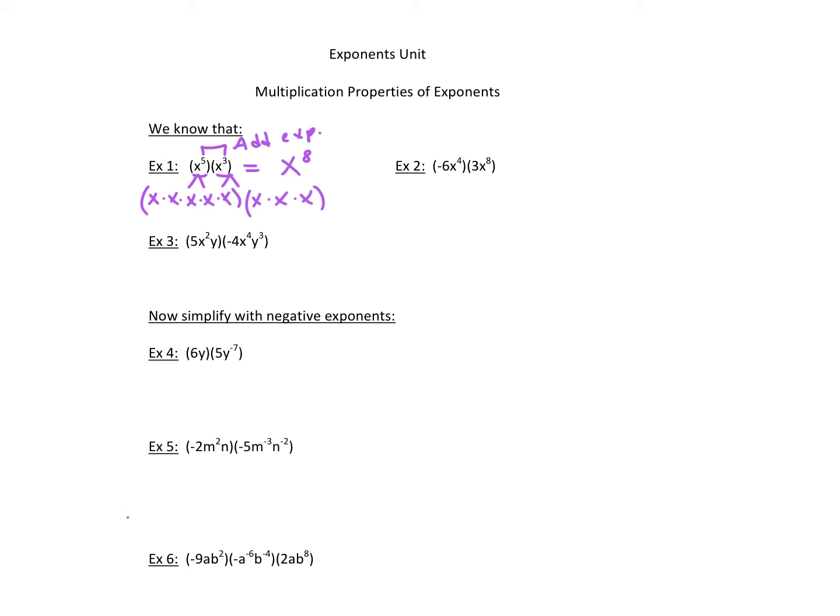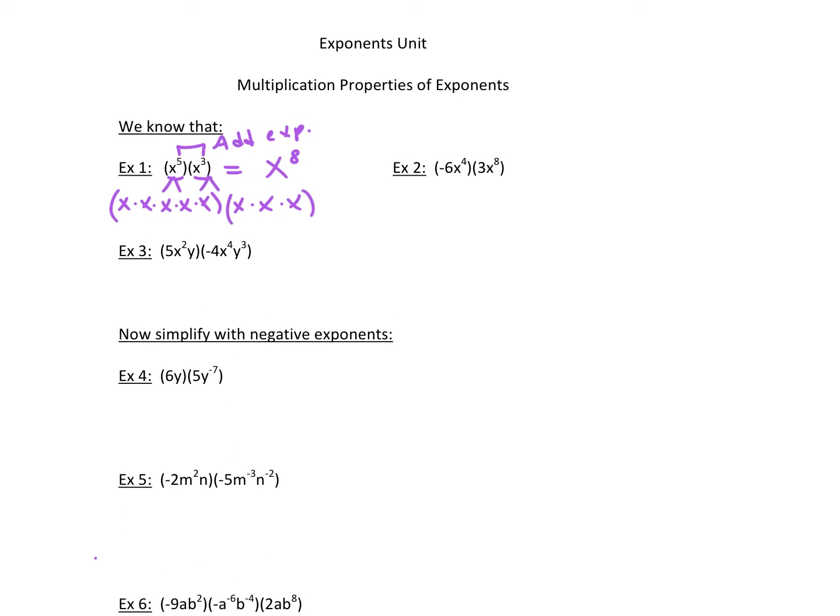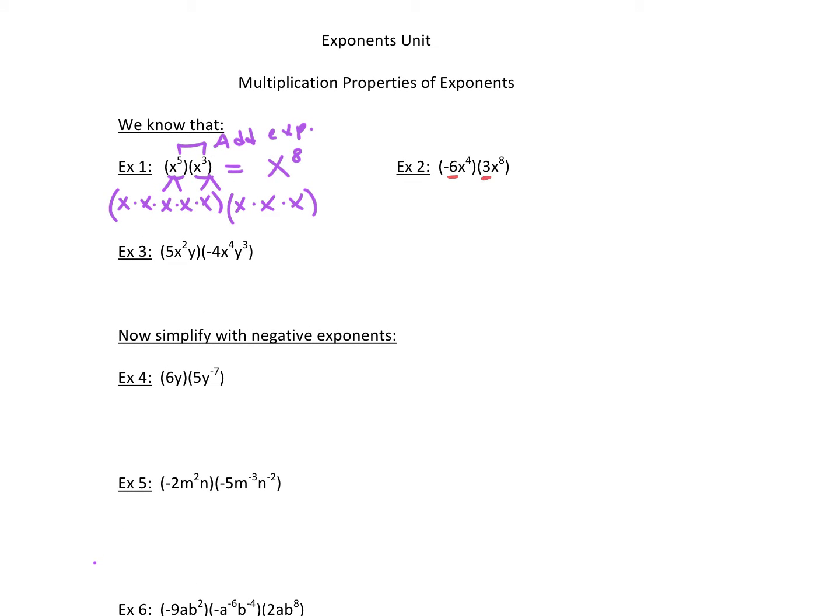Now, in example 2, if you have coefficients, so -6 is a coefficient and 3 is a coefficient, the coefficients act like regular numbers, they just multiply. So we're going to multiply the coefficients and we're going to carry the base x over and we're going to add those exponents. 8 plus 4, add the exponents. So our answer to this would just be -6 times 3 is -18, and this would be x to the 12th power.